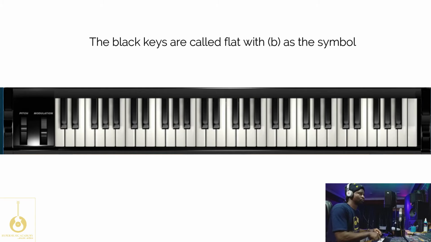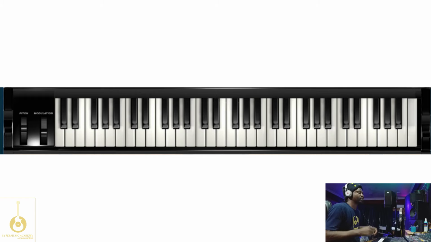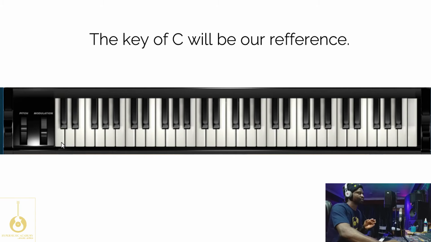Now, back to the white keys. In the English alphabet, the first 7 letters are A, B, C, D, E, F, G. When you get to G, you go back to A. If you're starting all over again, A can be your starting point again, in that circle. But for the sake of this tutorial, we'll be starting with the letter C, because my keyboard here starts with the letter C.